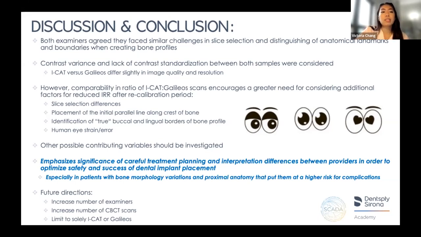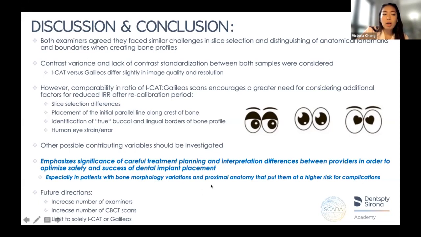recalibration. For instance, to keep thinking about how to strengthen the slice selection, perhaps the placement of that initial parallel line along the crest of bone, the identification of a true buccal and lingual border on the bone profile, as sometimes it's a bit wider and fuzzier versus more crisp. Also human eye strain and error, or the environment contributing, like reflecting off the screen. And we also are thinking about other contributing variables to discuss in our analysis.